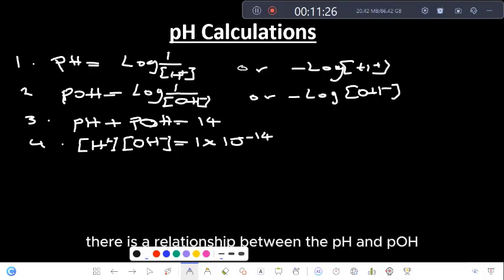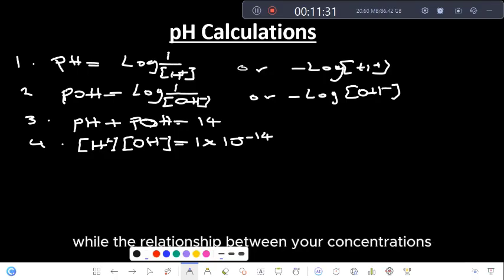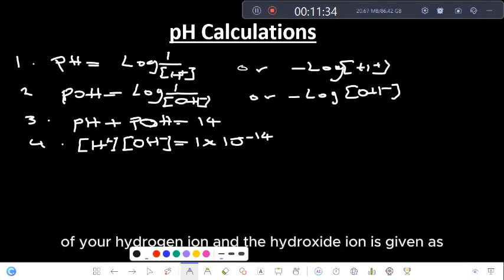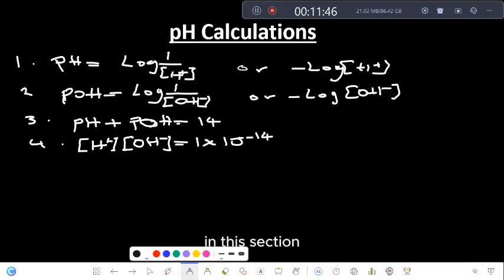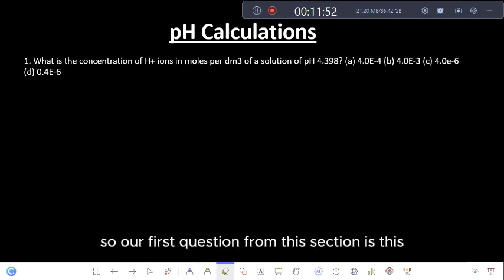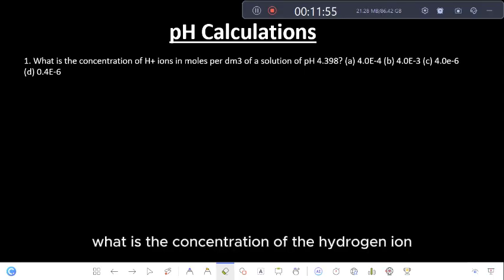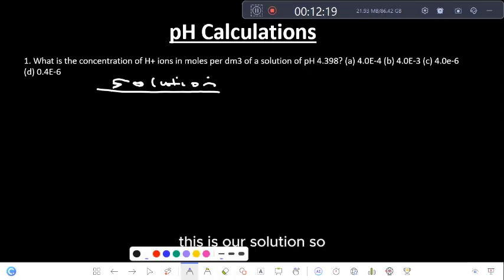There's a relationship between the pH and pOH, which is pH plus pOH equal to 14, while the relationship between the concentrations of your hydrogen ion and the hydroxide ion is given as 1 times 10 raised to the power of minus 14. We will be moving straight to answering some questions in this session. So our first question is: what is the concentration of the hydrogen ion in moles per dm cube of solution of pH 4.398? This is our solution.